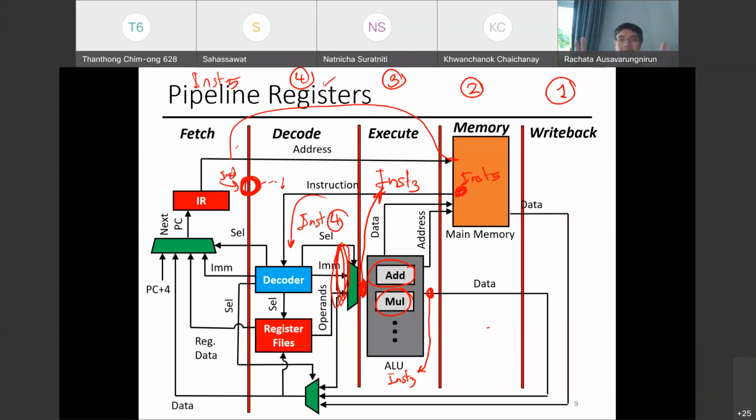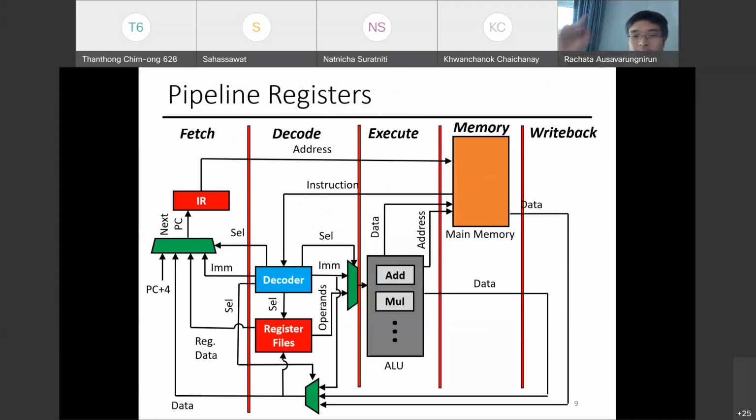Okay, yes, sure. There's a question about whether I can explain again. I will. And that's the correct answer. This is for instruction 4. So let me actually erase everything on the slides, right? And I wanted to say, hey, right now, write back is for instruction 1, right? Then instruction 2 is in the memory stage. Instruction 3 is in the execute stage. Instruction 4 is in the decode stage. Instruction 5 is in the fetch stage, right? Are you with me so far?